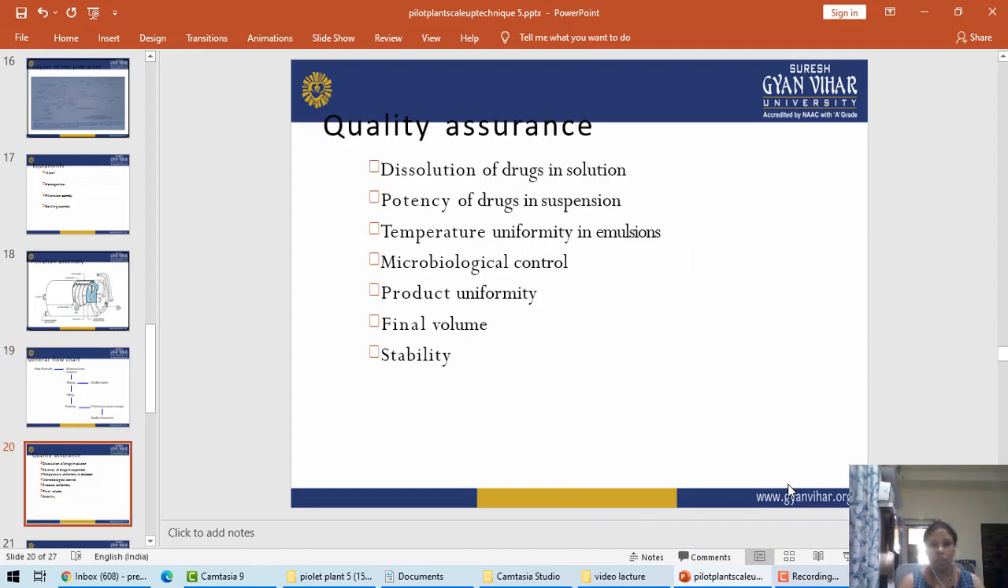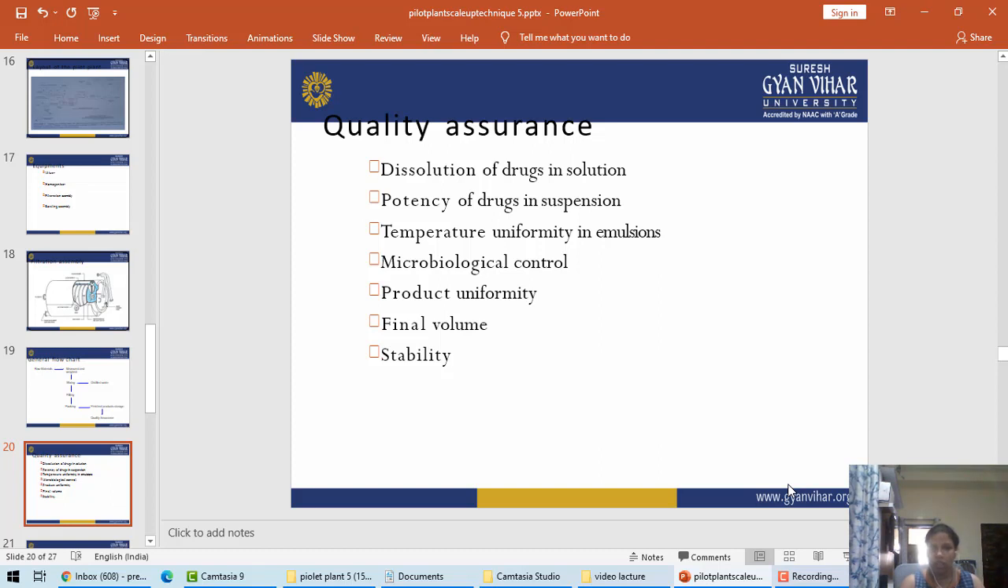So next one is quality assurance, which involves many things. First one is the dissolution of drug in solution. If we are making any type of formulation, we require dissolution mandatorily, because the dissolution study shows the drug release inside our body. If we are taking a solution, how the release of the formulation from the solution occurs will be the dissolution.